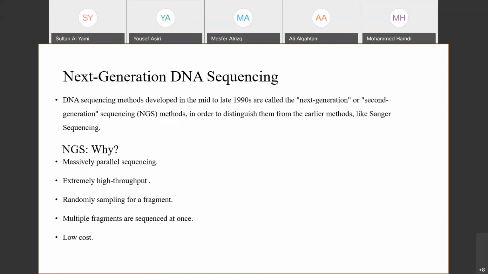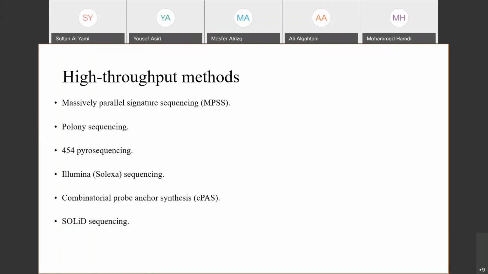The technology kept advancing, and it was led by what was called next generation DNA sequencing technology. Next generation DNA sequencing is better than earlier technology because it is massively parallel, has a high throughput, is able to randomly sample fragments, and multiple fragments are sequenced at once. And they came at lower cost. Some examples of next generation DNA sequencing are massively parallel signature sequencing, polony sequencing, 454 pyrosequencing, Illumina sequencing, and SOLiD sequencing.